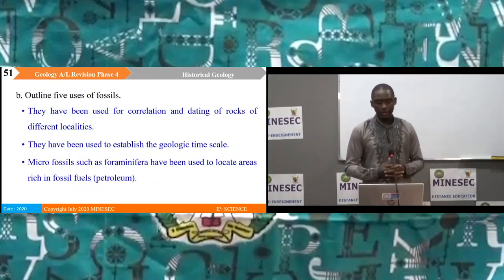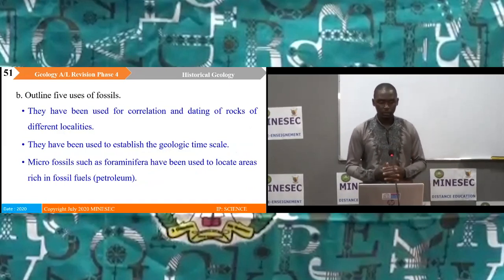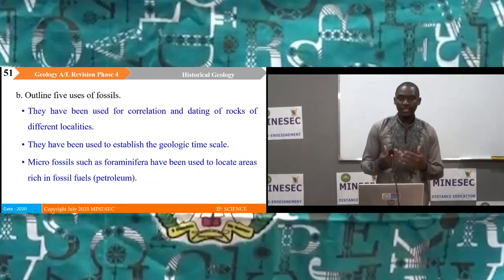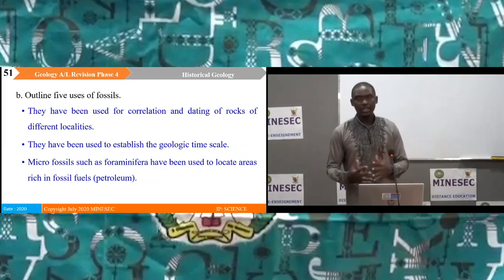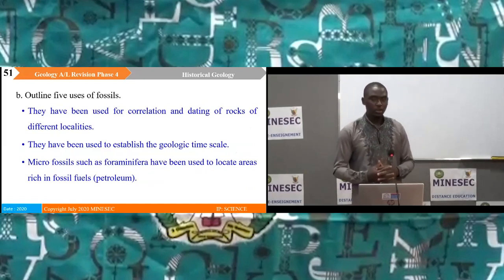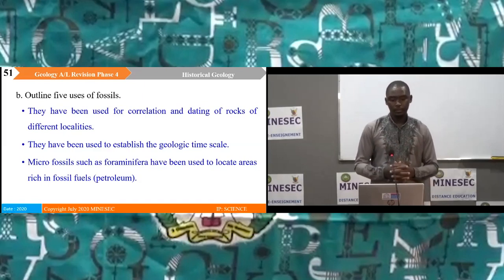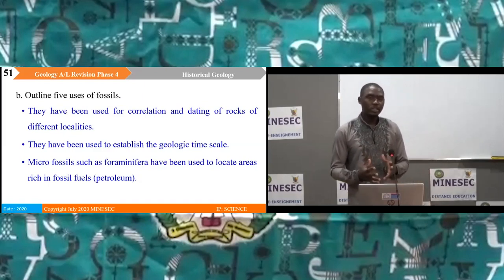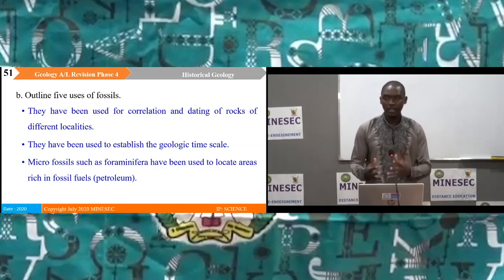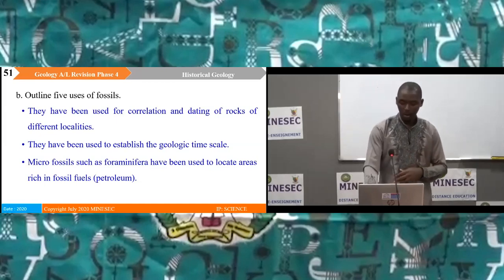Uses of fossils. Fossils can be used for correlation. Fossils can be used to establish the geologic time scale. Fossils can also be used to establish paleoclimate. Fossils are the source of some of our natural resources, especially microfossils that accumulate to form our petroleum.